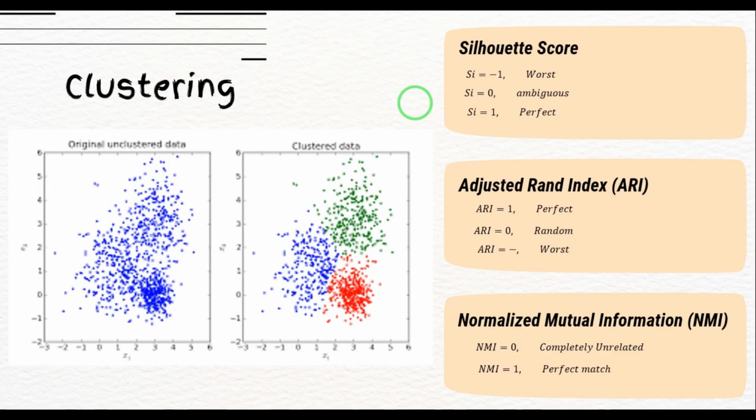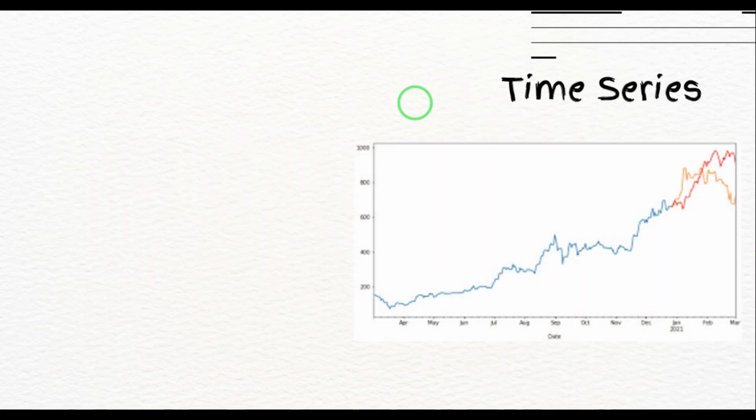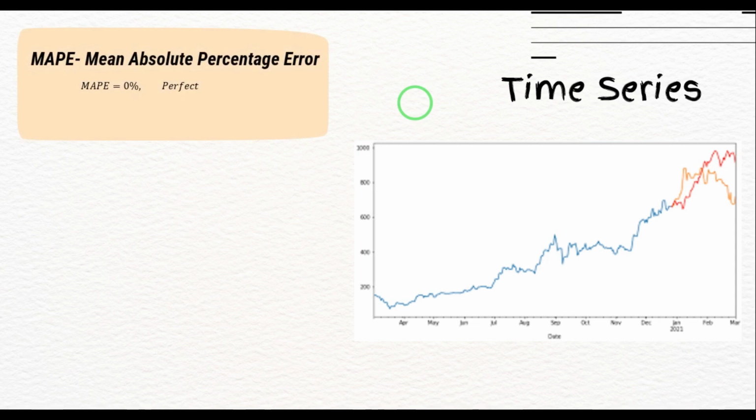So we're done with clustering. Now let's see what the evaluation metrics are for time series models. Like clustering models, there are 3 key evaluation metrics for time series forecasting. They all measure how close your predicted values are to the actual observed values. But each of them does it in a different way and suits a different context.